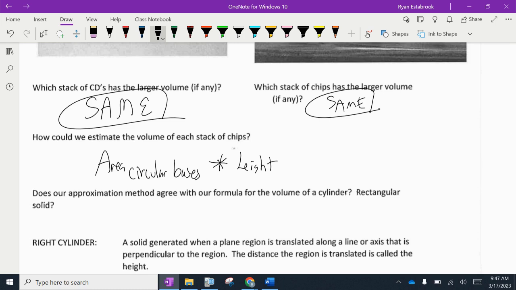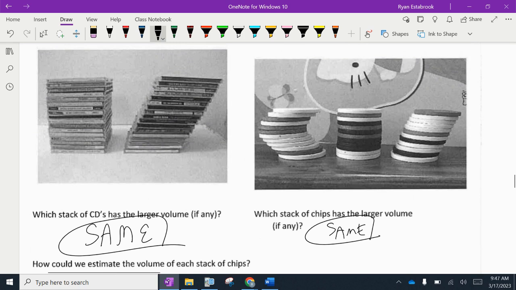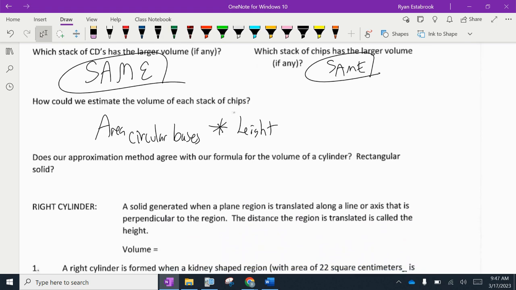Next question. Does our approximation method, this concept of how to find the volume of a cylinder, work for a rectangular solid? So we had these CDs stacked up with each other. Is that idea the same? To find the volume for a rectangular prism like this one on the left, is that also going to be the area of the base multiplied by the height? Absolutely it is. So in general, it's going to be the area of the base, capital B, times the height. And that is our concept that's huge in this section.